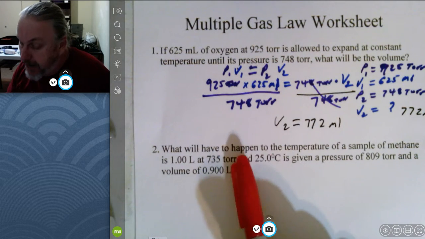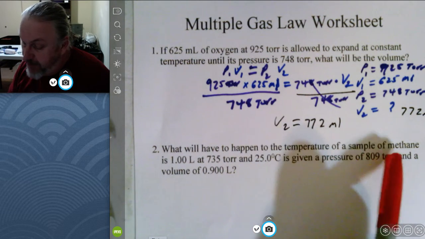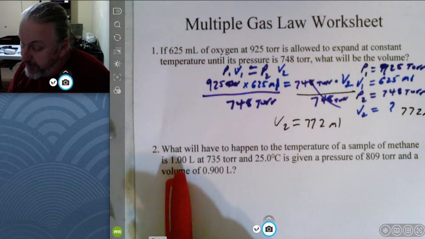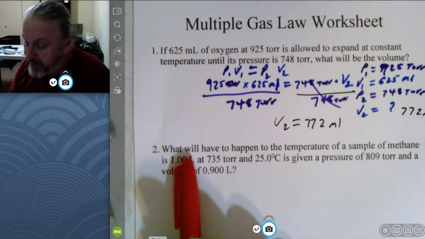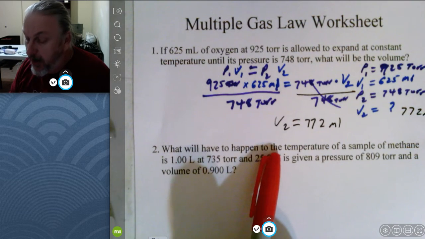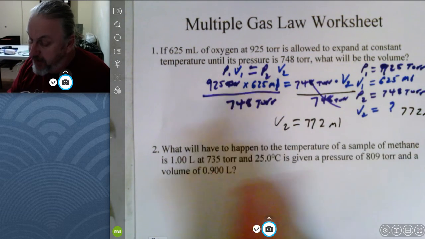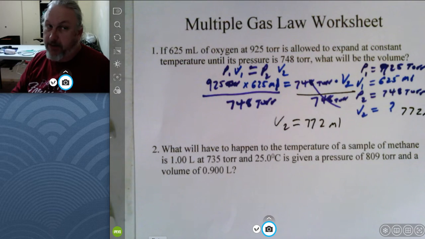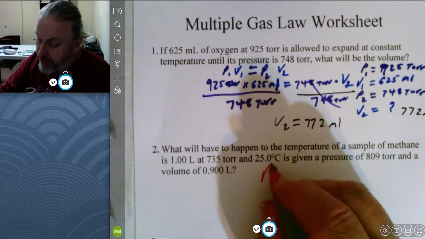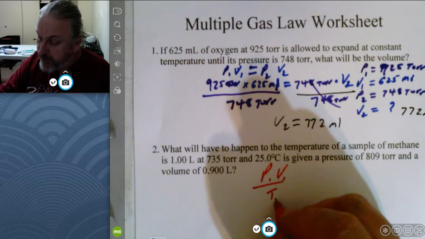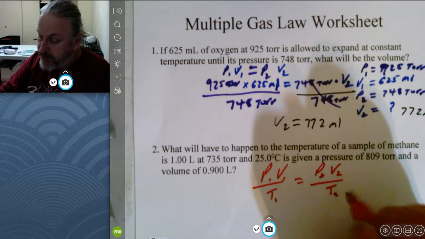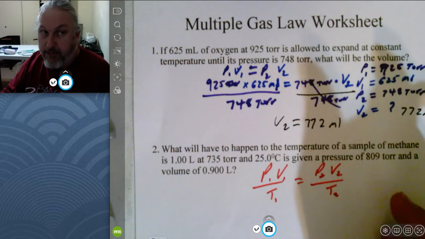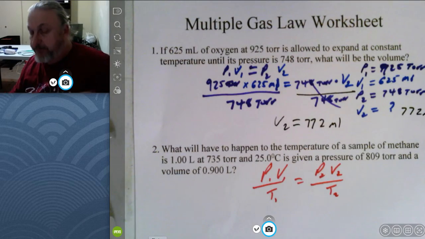What will have to happen to the temperature of a sample of methane? Methane is 1 liter at 735 torr and 25 degrees C. Volume, pressure, temperature. Oh, pressure changed and volume changed. Well, I'm going to tell you what we've got. We've got a combined gas law. That's going to be P1 V1 over T1 equals P2 V2 over T2. Identify, plug and chug. And we might do this later.